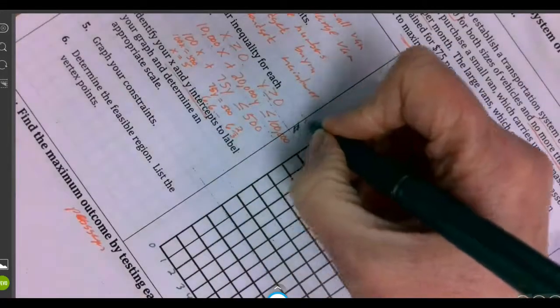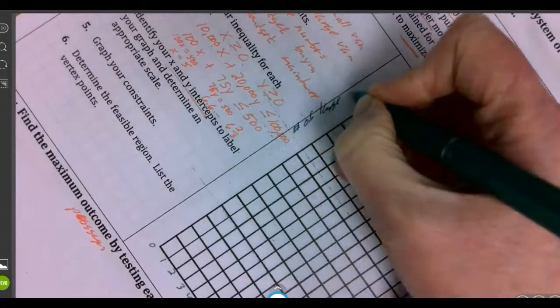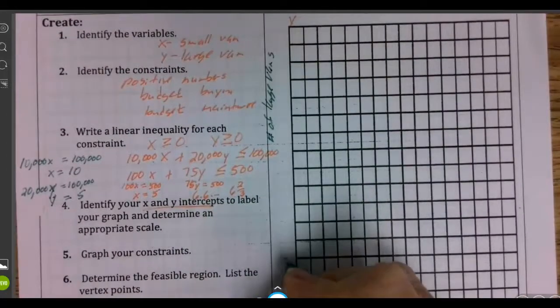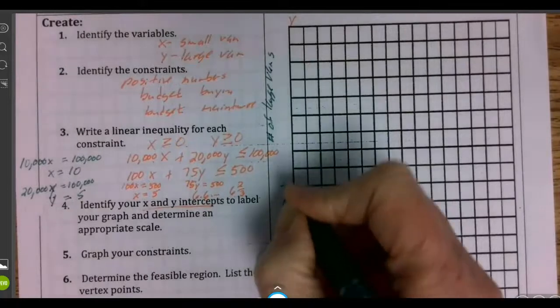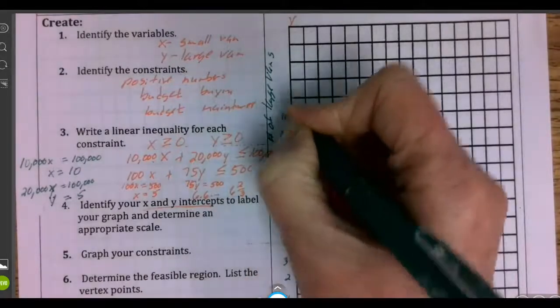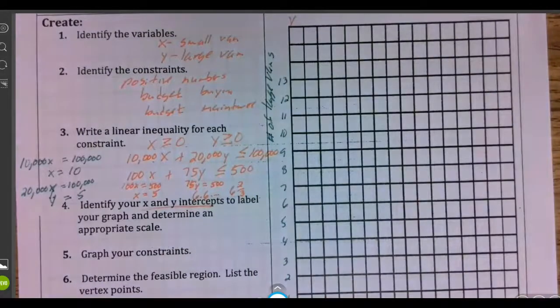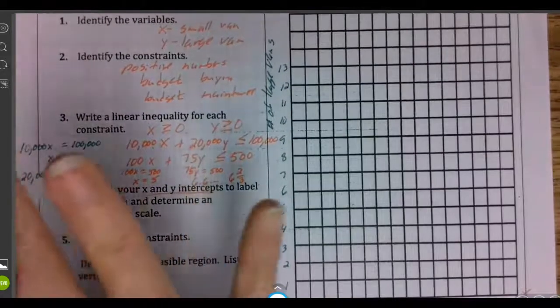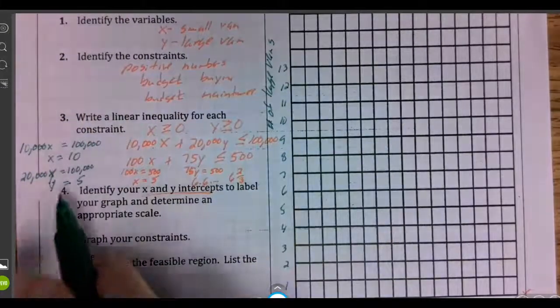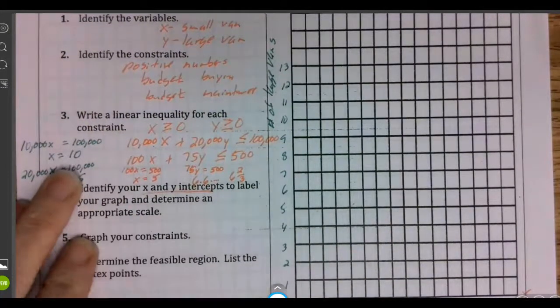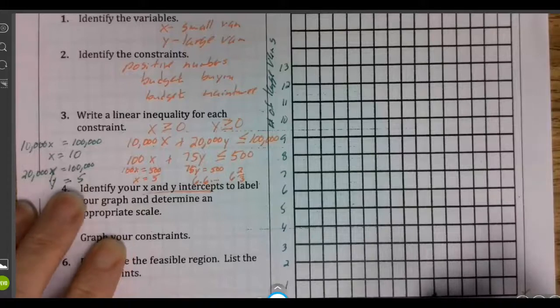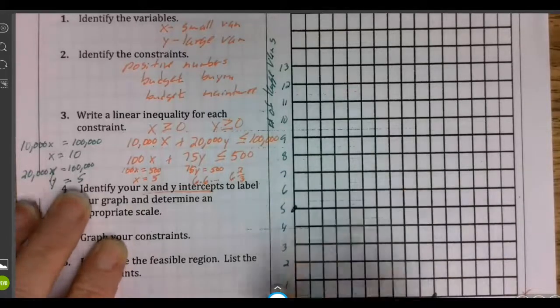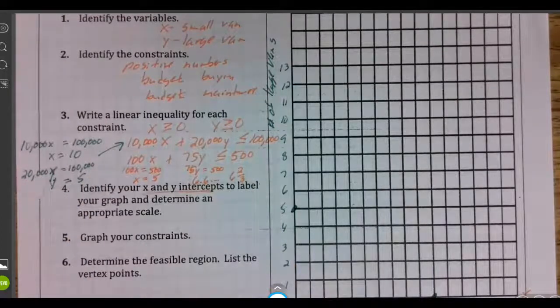And then over on this side, this is going to be the number of large vans. And we're going to go by ones there also. Okay. So I'm going to graph each of these. I like to use 2 colors just so I can see what I'm doing. I'm going to use green for the first one. So my x-intercept is 10. My y-intercept is 5. And that's for this equation right here.